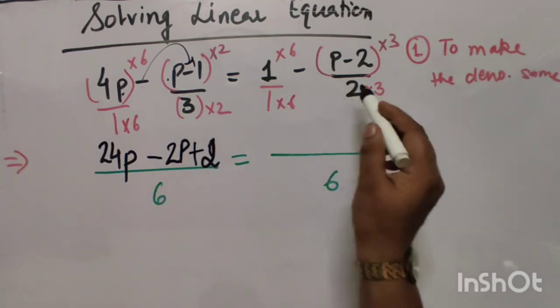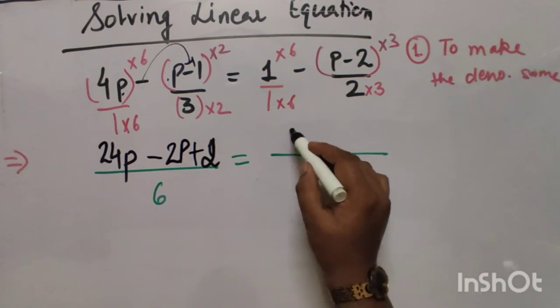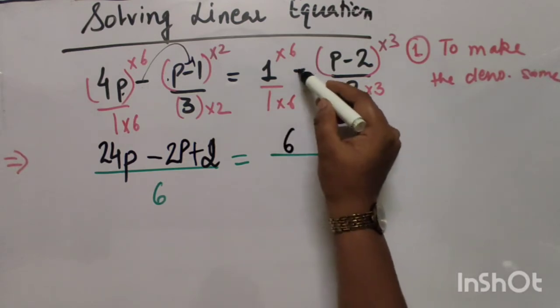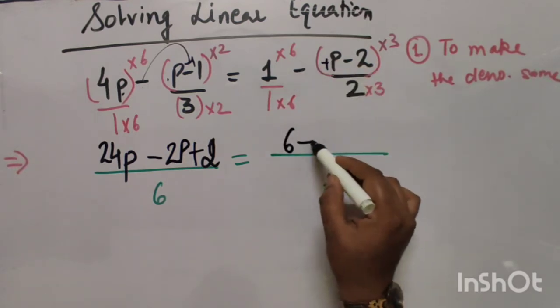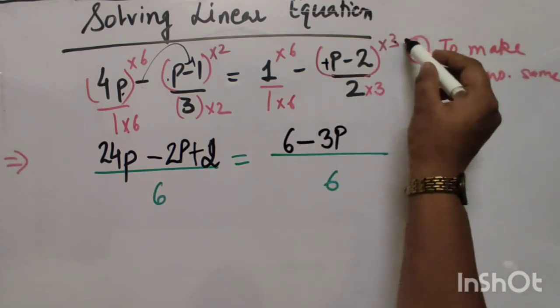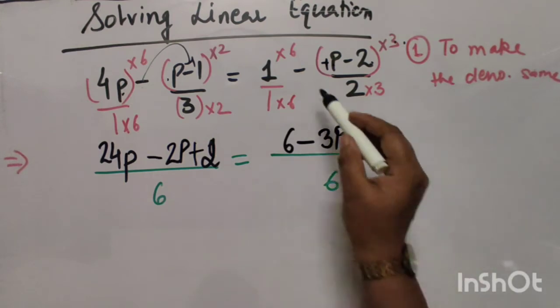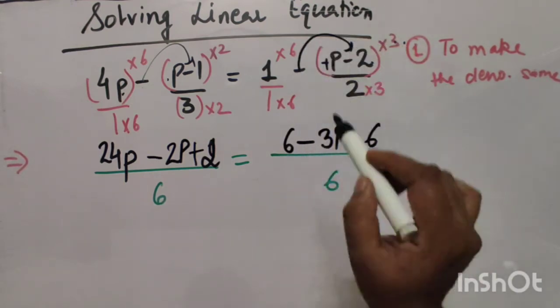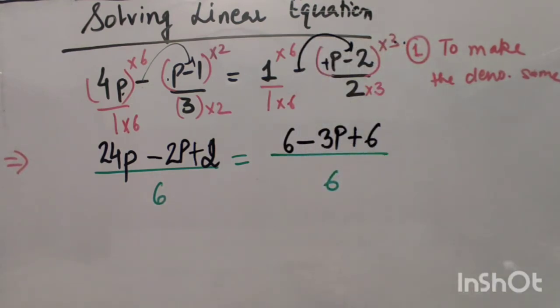Right children? Same thing we will do here. It will become 6, and negative and plus will become negative: 3 into p, 3p, and 3 into 2 will be 6. Since it is negative and the sign is also negative, it will become positive. So this is the way we can make the denominator the same at both sides, and accordingly change the numerator, right?